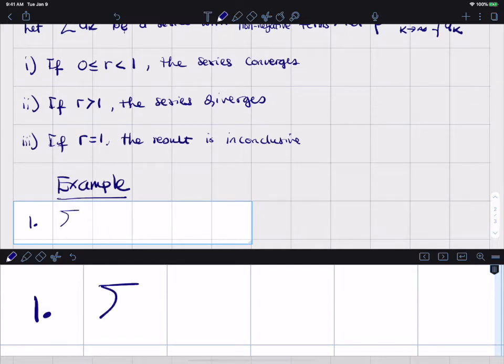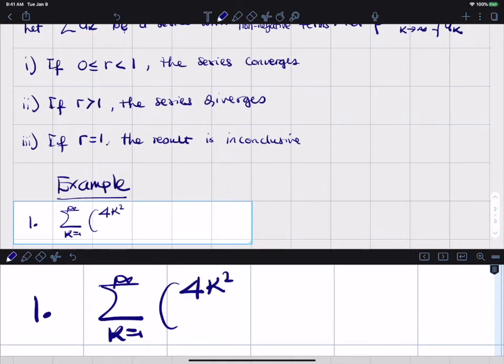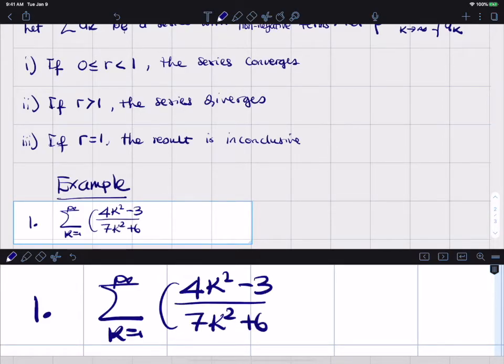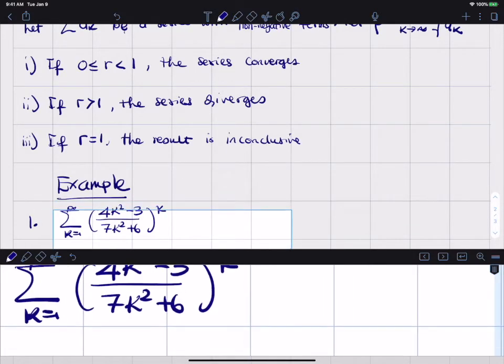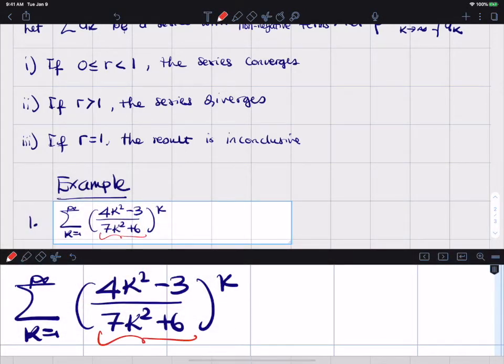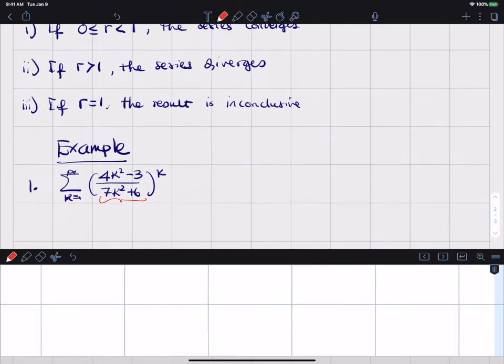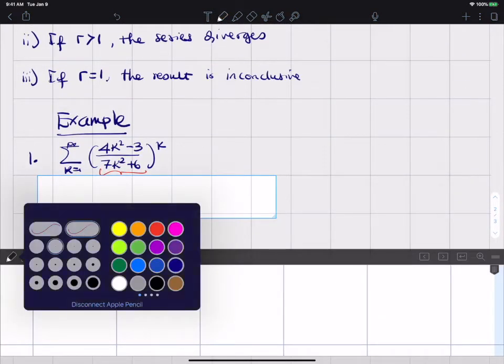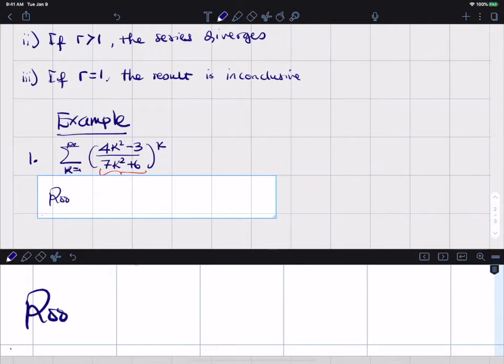So how about this series? We have 4k squared minus 3 over 7k squared plus 6, to the power of k. When you have a complicated, complex fraction, and then you're raising it to some power, the root test usually comes in handy. So let's look at the root test.